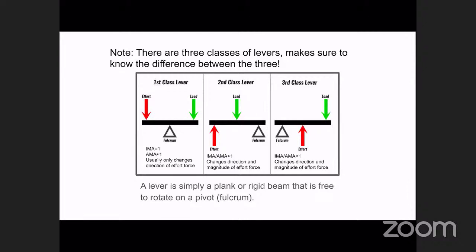So obviously, as you can see, there are three different classes of levers, and what makes them different is the first class lever has both an ideal and an actual mechanical advantage of one, and usually only changes direction of effort force, whereas the second class lever has an ideal or actual mechanical advantage that's always greater than one, and it changes direction and magnitude of the effort force. And then the third class lever is pretty much the opposite of that. So it has an IMA or AMA of less than one, but it also changes the direction and magnitude of effort force. A lever in general is simply a plank or a rigid beam that is free to rotate on a pivot or a fulcrum, as it's also called.